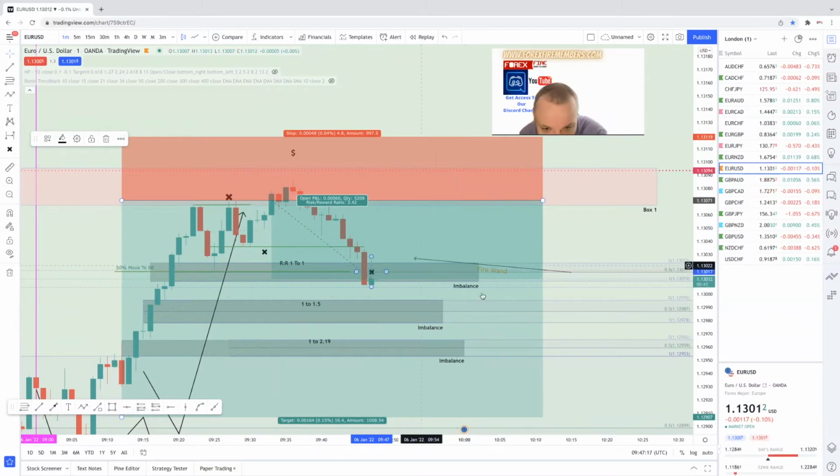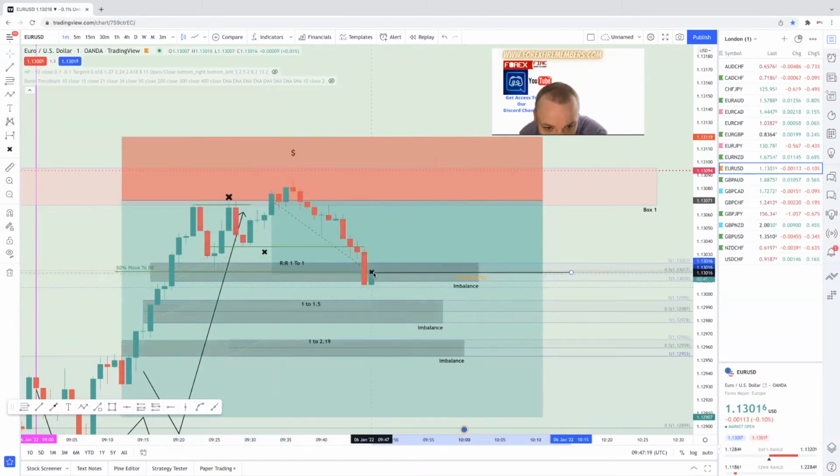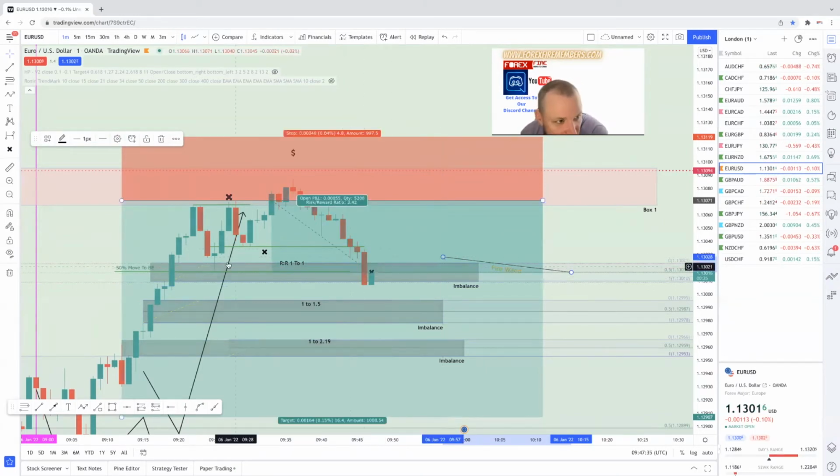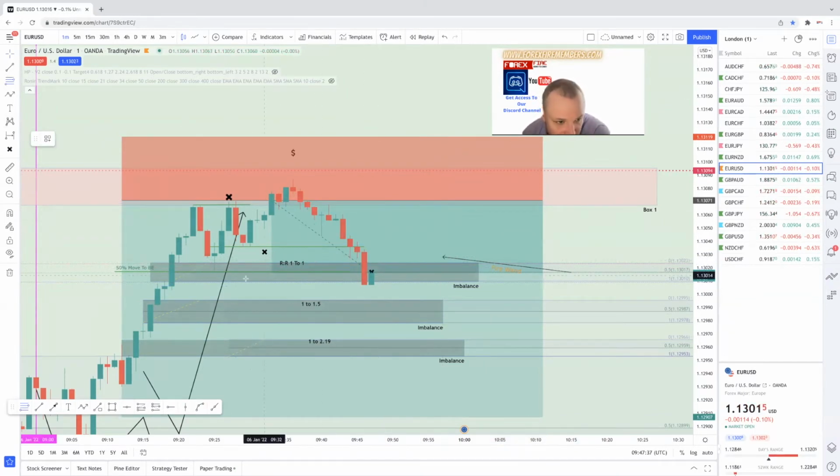Are we going to get a rejection back up off the 50% to move down to the next one? Let's wait and see. There's the rejection. We've got 30 odd seconds, or is it going to push above it? We might get a rejection off the 50% of that. And it's just funny when you look at things like this, okay, because that was the imbalance of that area, 50%.